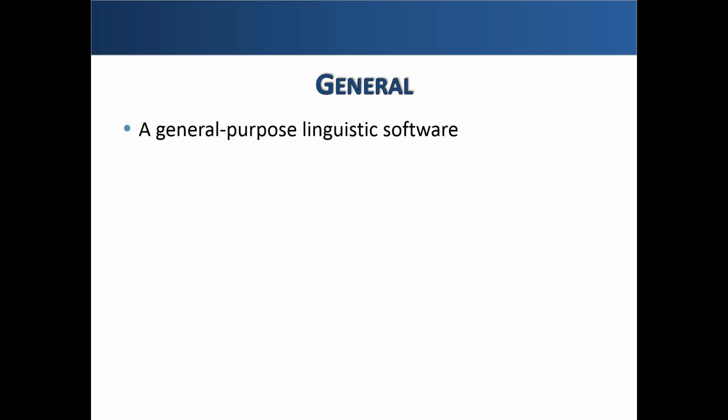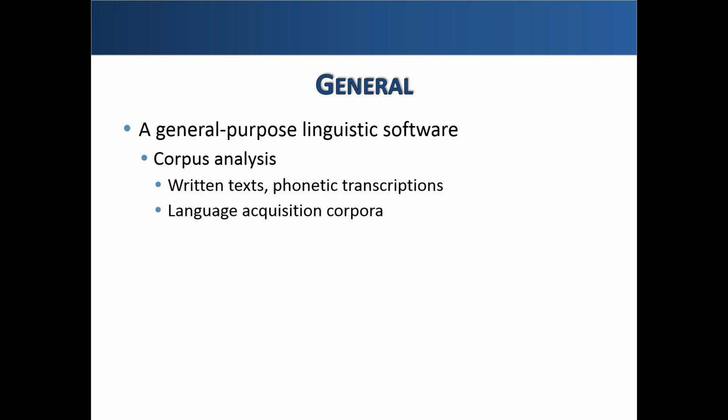Child Phonology Analyzer, or in short CPA, is a general-purpose linguistic software. It specializes in corpus analysis and can handle both written text and phonetic transcriptions. As the name Child Phonology Analyzer suggests, the software was designed especially to analyze language acquisition corpora and specifically child language phonology. In addition, CPA has tools for other purposes such as psycholinguistic research and lexicography.